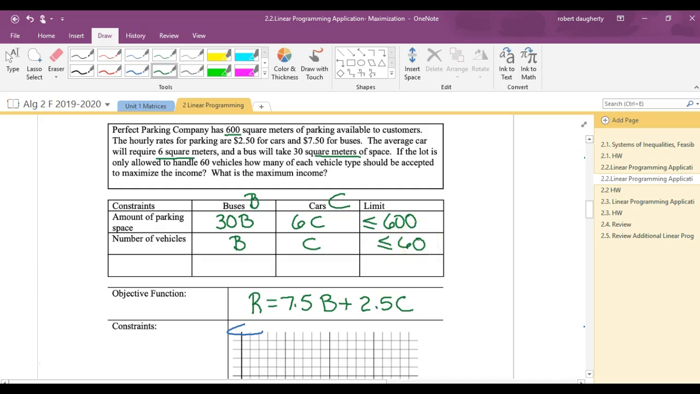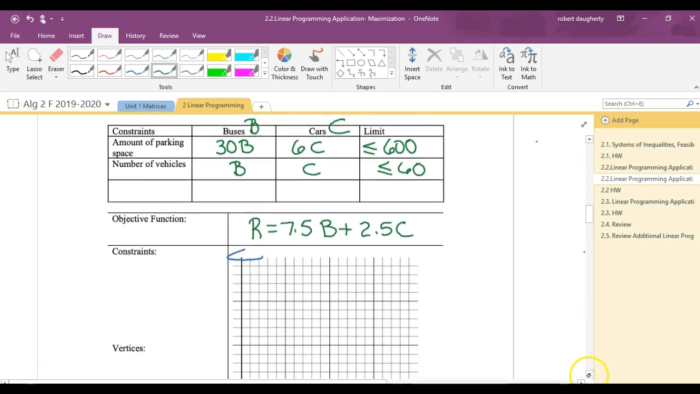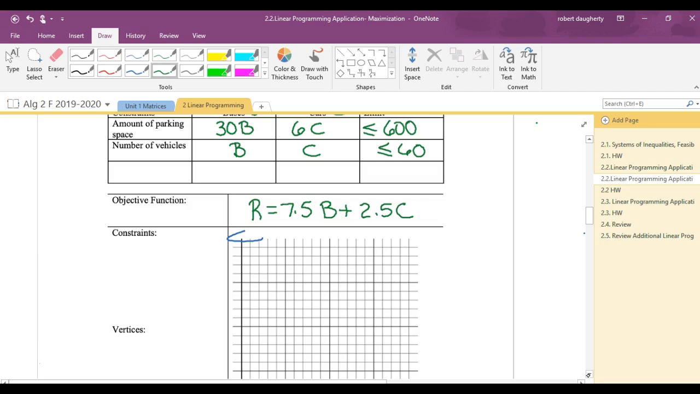Now I use this chart that represents everything you see in this problem. That helps me define what my constraints are that I need to graph. Every one of these problems is going to have the constraint that you don't want to miss: B is greater than or equal to 0 and C is greater than or equal to 0. I can't have a negative number of buses or a negative number of cars. It has to be positive.